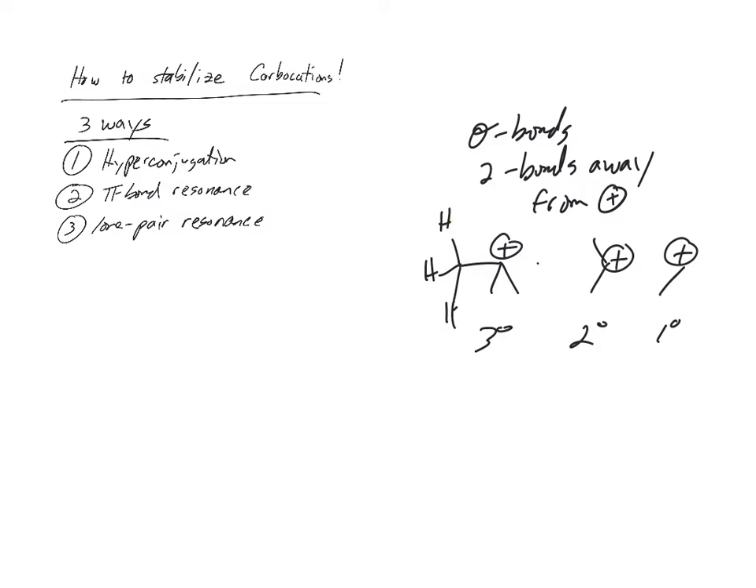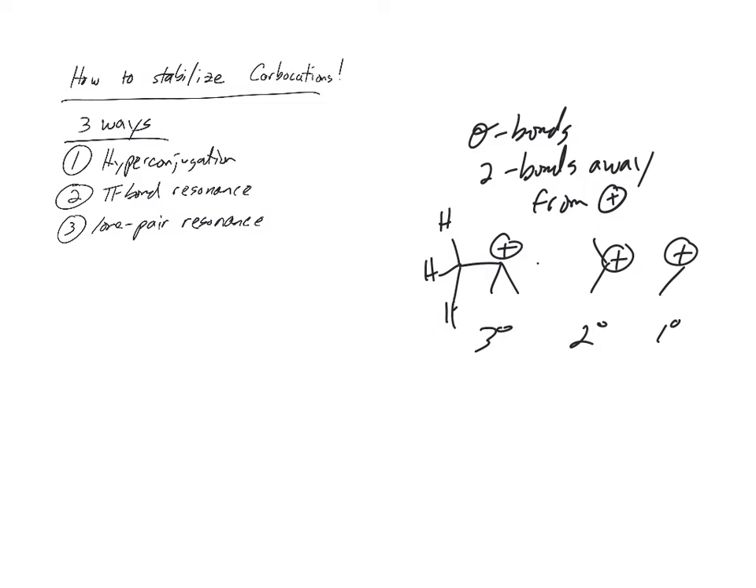Tertiary has 1, 2, 3, 4, 5, 6, 7, 8, 9. I call them hyperconjugation buddies. Right? It has 9 hyperconjugation buddies. Sigma bonds, 2 bonds away from the carbocation. A secondary has 1, 2, 3, 4, 5, 6. And a primary one would only have 1, 2, 3. 9 is more than 6, which is more than 3. 9 is better than 6. More hyperconjugation buddies, the better.